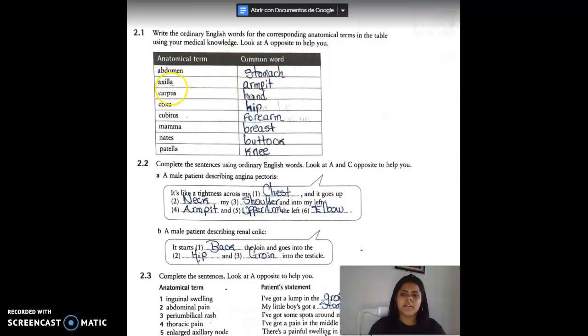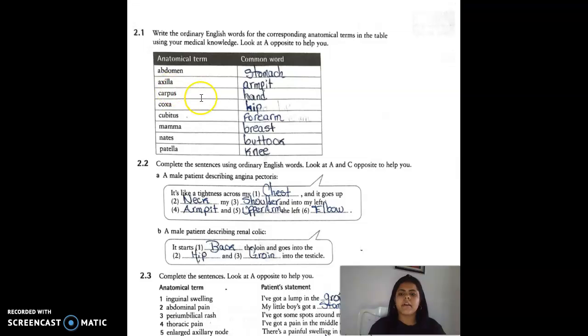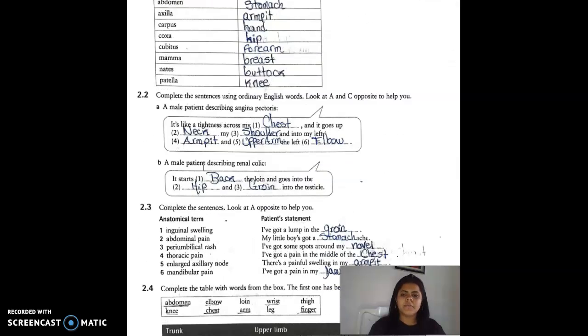Abdomen, stomach. Axilla, armpit. Carpus, hand. Coxa, hip. Cubitus, forearm. Mama, breast. Nates, buttock. Patella, knee.